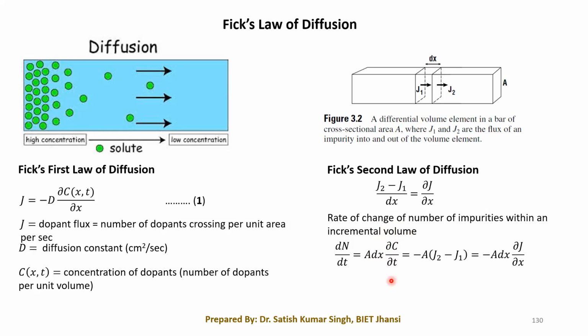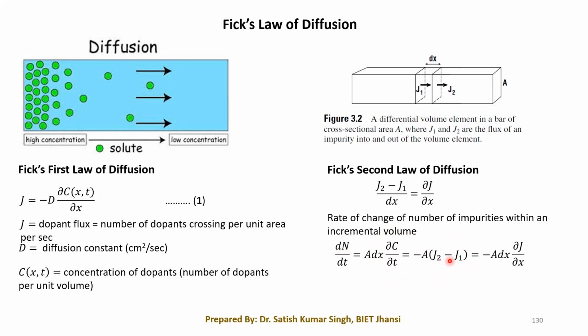Similarly, again, we can calculate the same thing. We can also calculate it by calculating this J2 minus J1. This J2 is nothing but your output flux, and this was your input flux. So J2 minus J1.